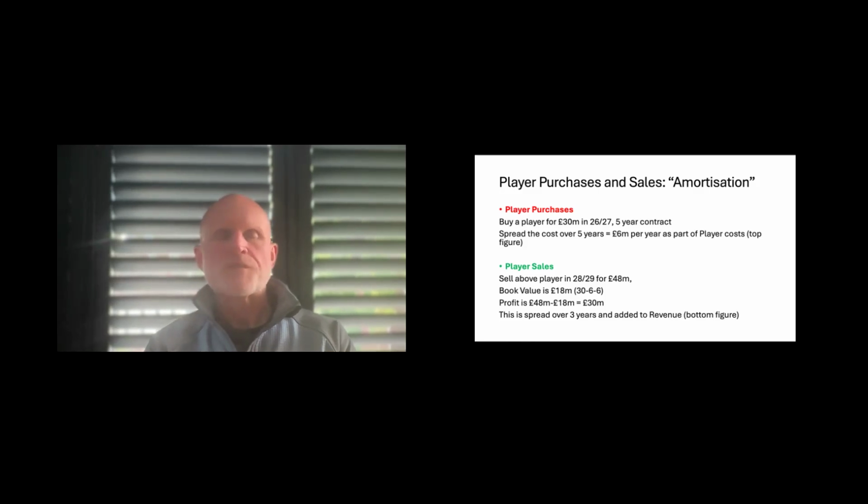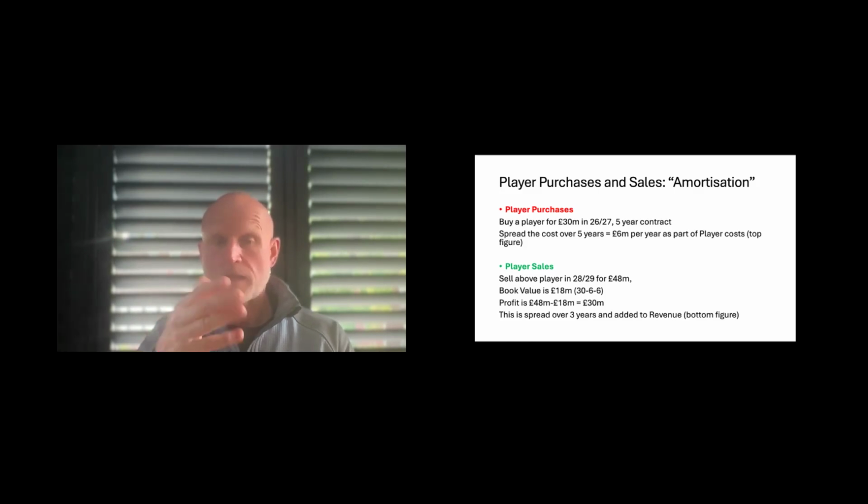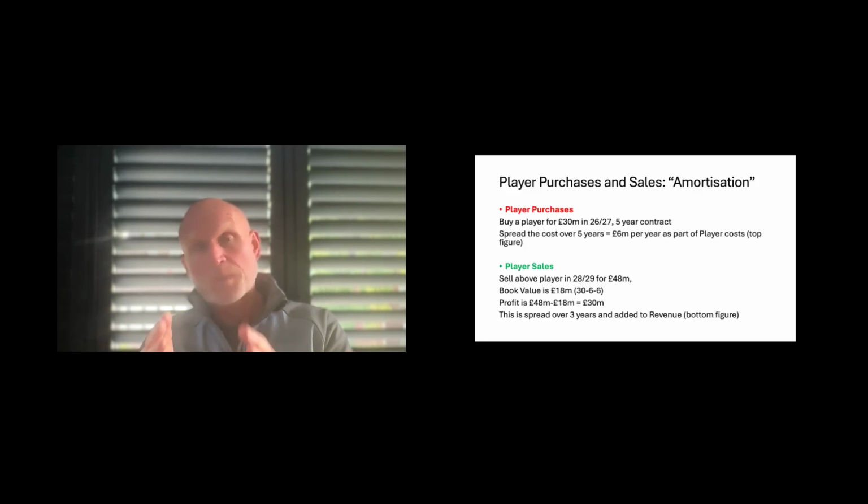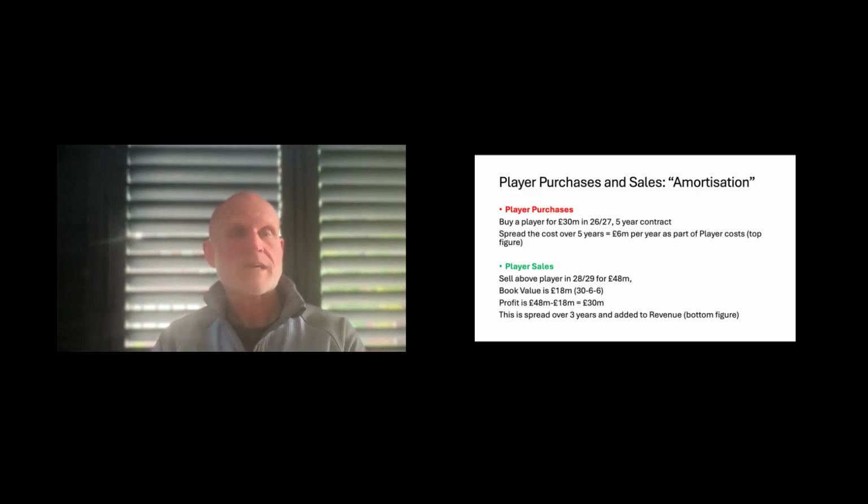I've got that little example I'm going to follow through. So let's say in 28-29, we sell this same player, as in the top example, for £48 million. Now, the book value of the player, the value that the player will be in our books, in our balance sheet, is, well, we bought him for 30 million. We amortized his contract by 6 million in year one, and then by a further 6 million in year two. So that's 12 million off that. So the value he's in our books at is 18 million. It's a bit like having a car and the value of the car goes down each year. That's the same thing that's happening here. The value of the player's contract is amortizing each year.